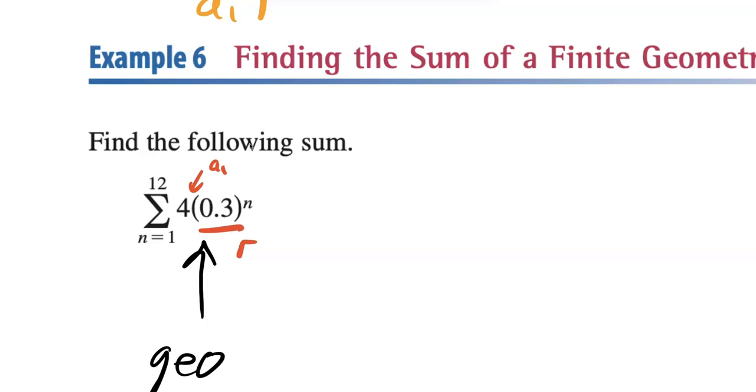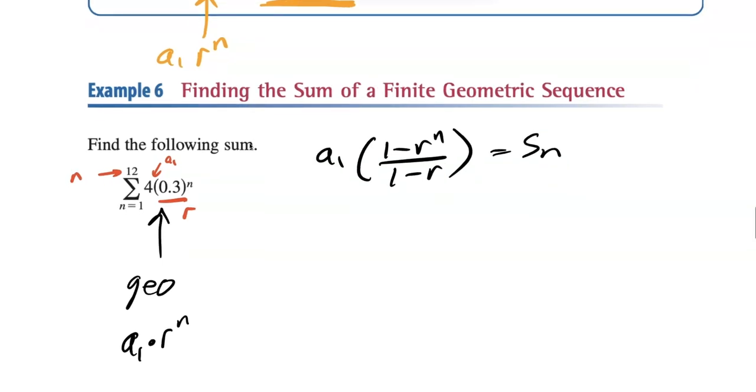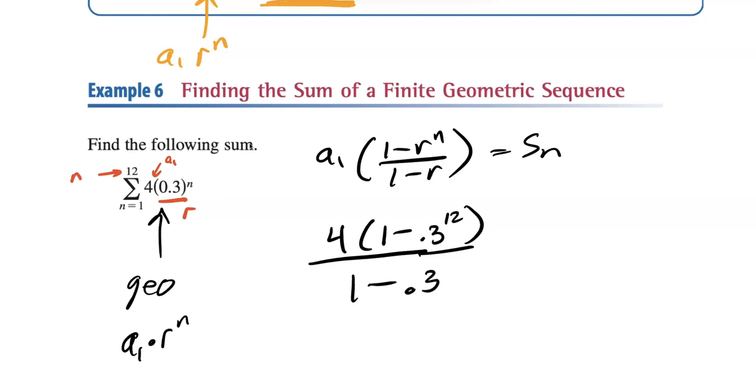My r is right there because that's the one that has the power, and this is my n. So when we use the formula, a1 times 1 minus r to the n over 1 minus r, which is the geometric sum, all we're going to do is plug everything in. So I'm going to have 4 times 1 minus 0.3 to the 12th all over 1 minus 0.3.